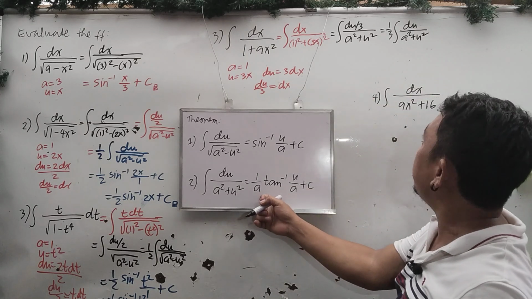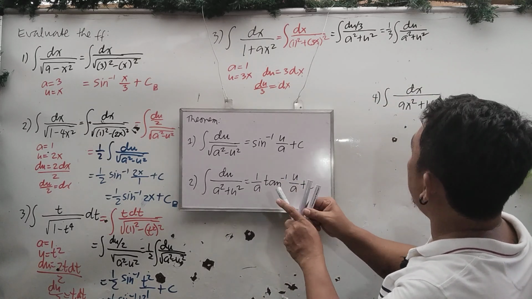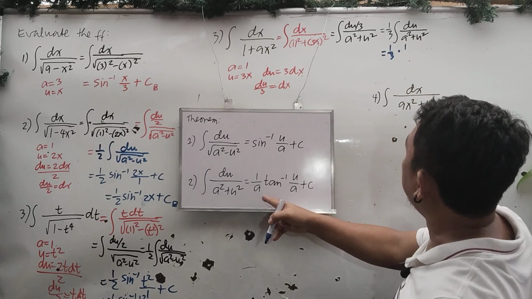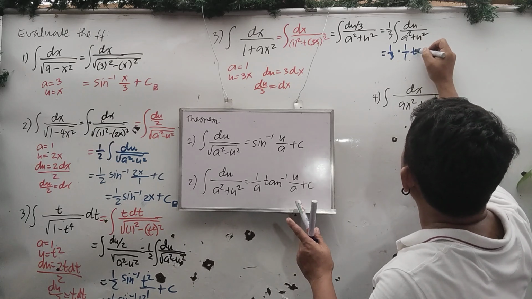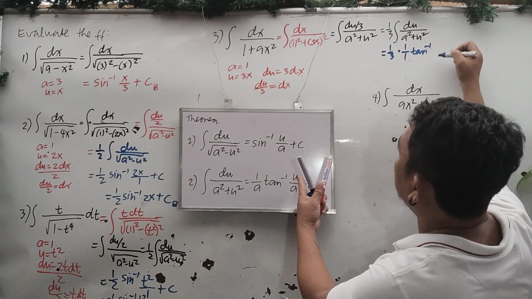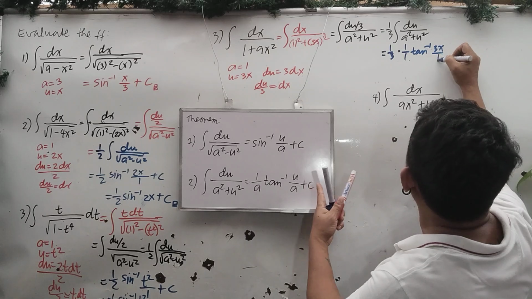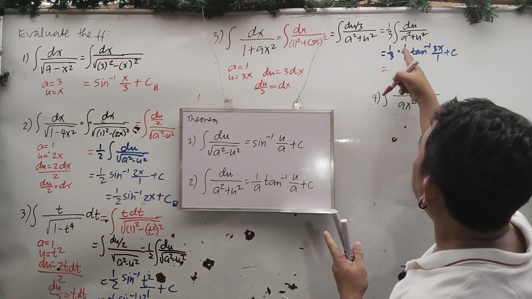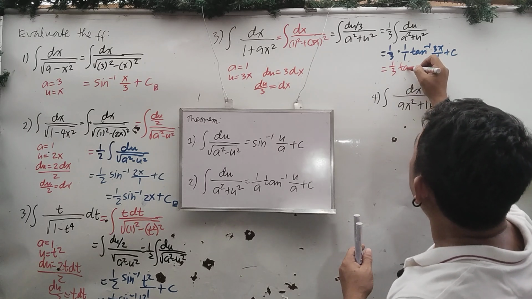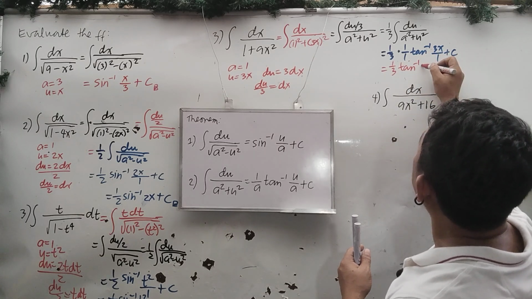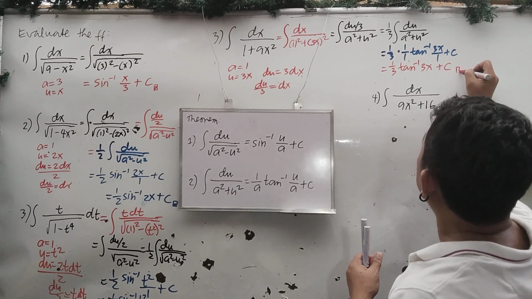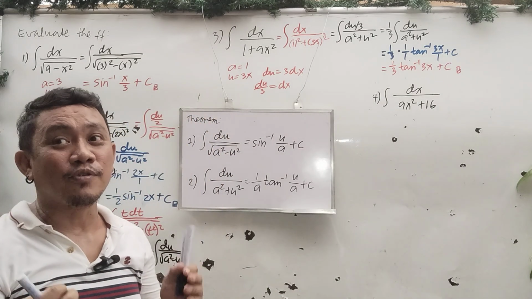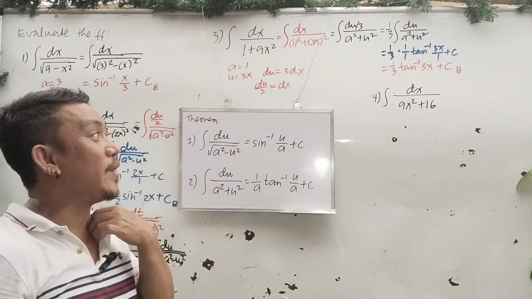So, sundin nyo yung formula. We now have equal to 1/3 times 1. What is our a? Over 1. Tangent inverse. What is our u? 3x. And our a is 1 plus c. Okay? So, finalize your answer. You have here 1/3 times 1 is 1/3. Tangent inverse. 3x divided 1 is 3x. 3x plus c. So, that is your answer in number 3. Okay? So, dali ra gyapon kay class. Basta lang kabalo ta mag-identify sa atong u o atong a.